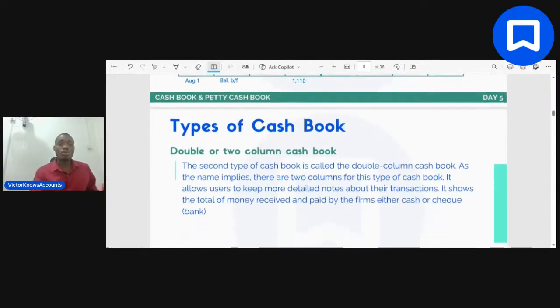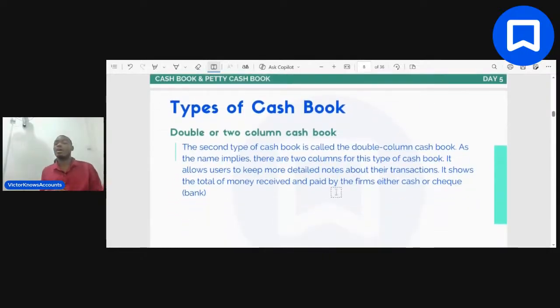All right. Your double column cash book now divides the amount received into amount received through bank and amount received in cash. Is that fine? So it allows users to keep more detailed notes about their transactions. It shows the total of money received and paid by the firm, either by cash or cheque.